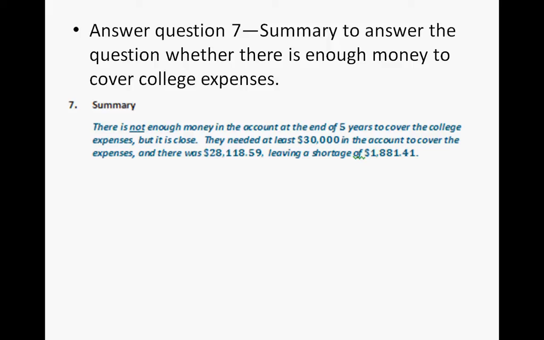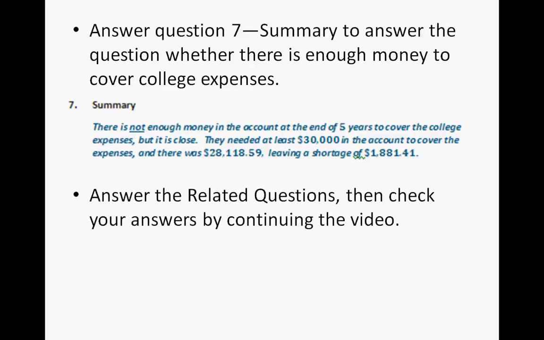So you would start off by saying there is not enough money in the account at the end of 5 years to cover the college expenses, but it is close. They needed at least $30,000 in the account to cover expenses, and there's $28,118.59, leaving a shortage of $1,881.41. And you could also go back and say that the biggest cause of this was the withdrawal and the loss of investment, or you could even just state that one of the years showed a loss.